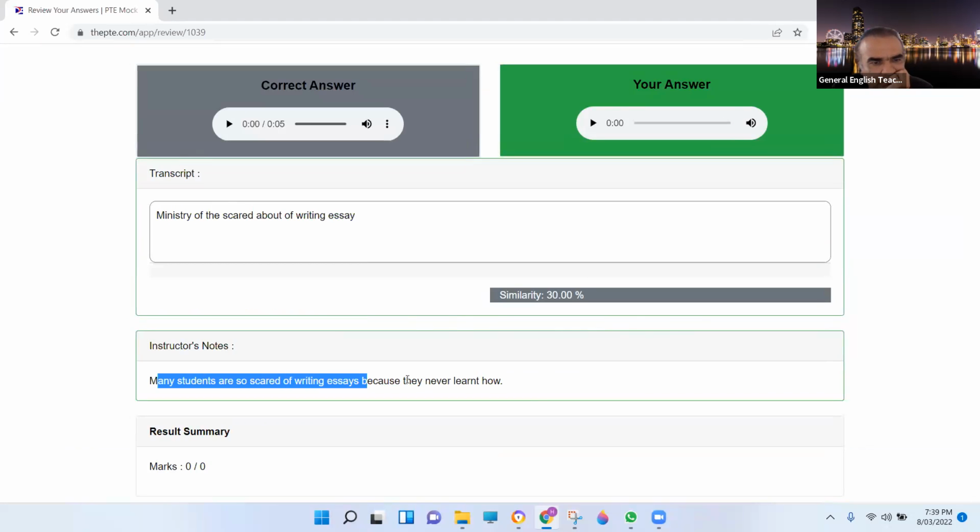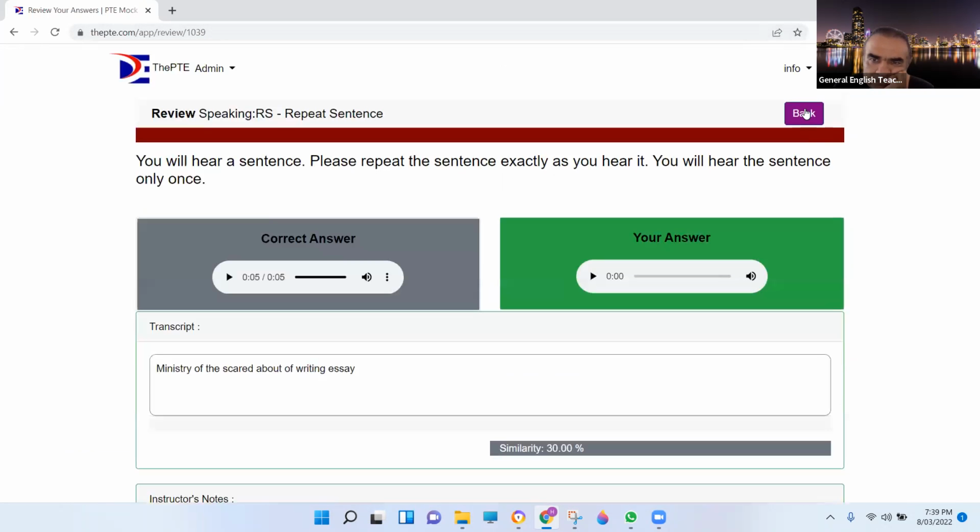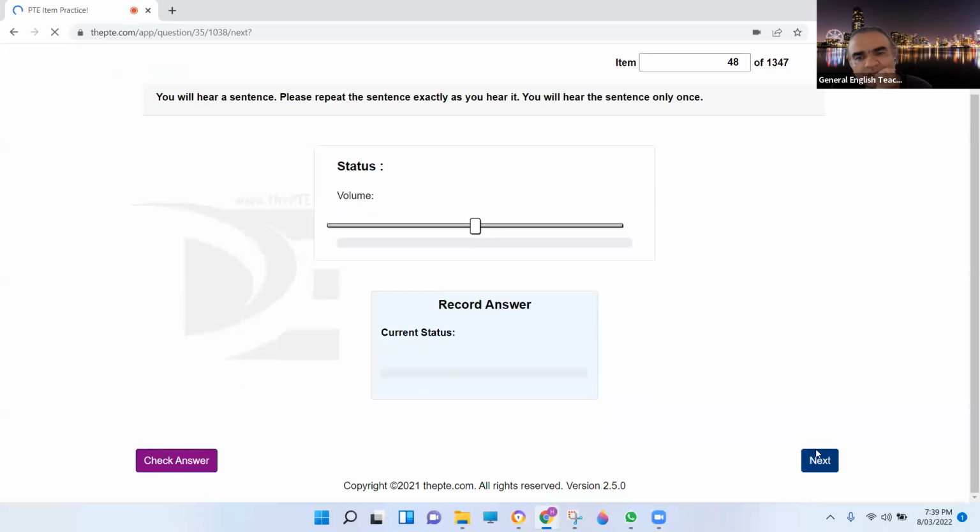So this one. Many students are so scared of writing essays because they never learned how. Okay, many students are so scared of writing essays because they never learned how. Next one, Pradeepa.